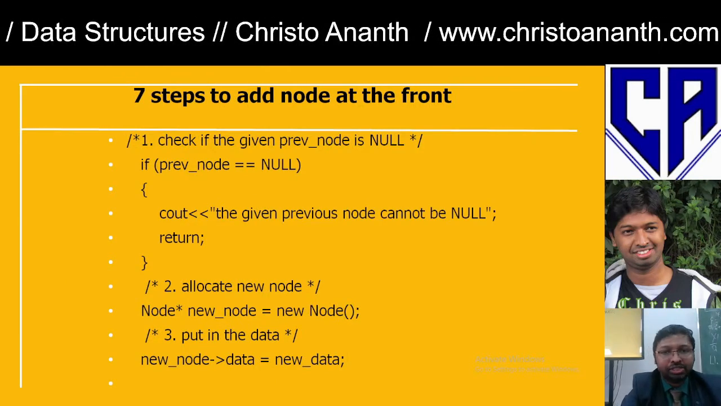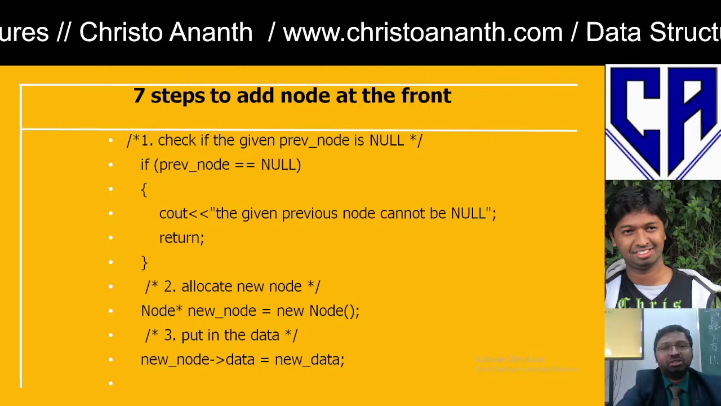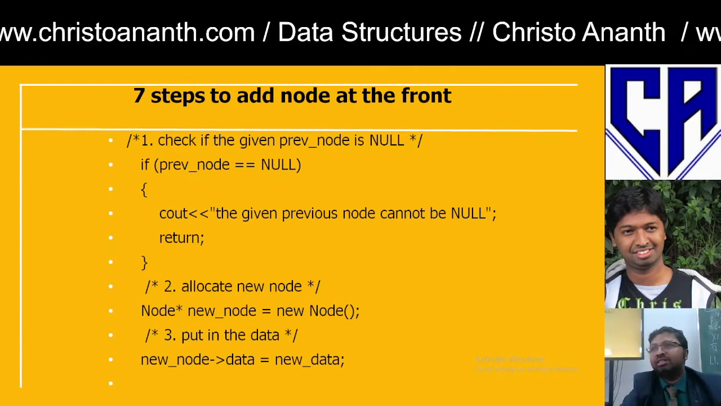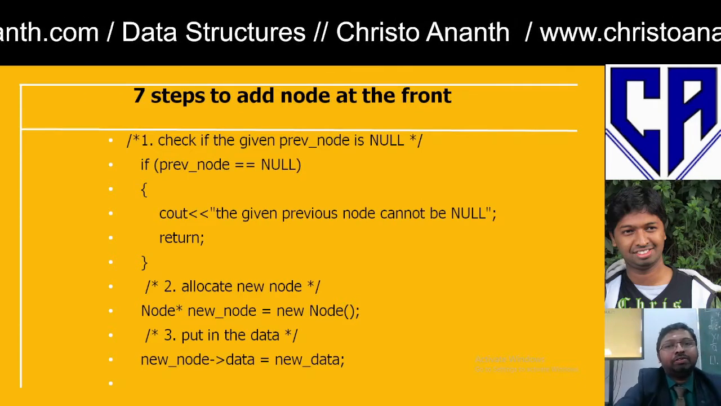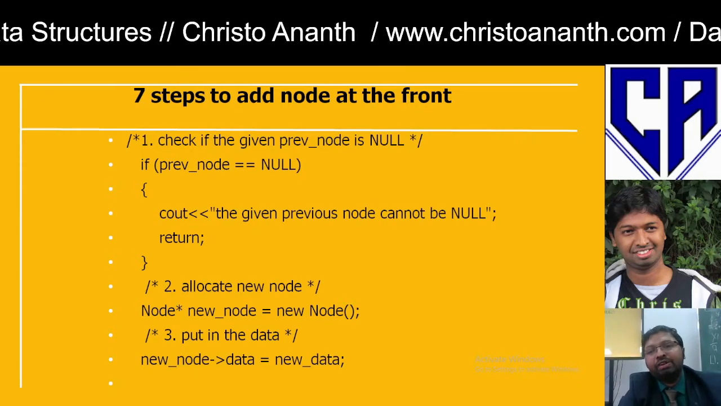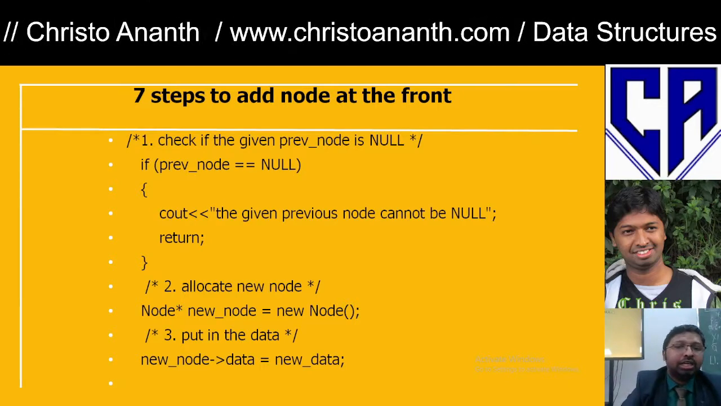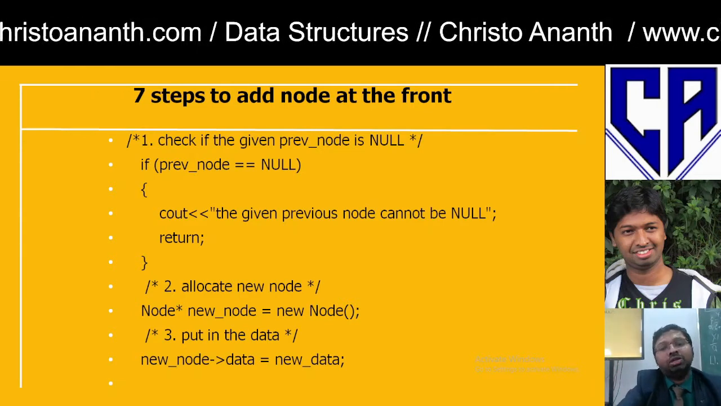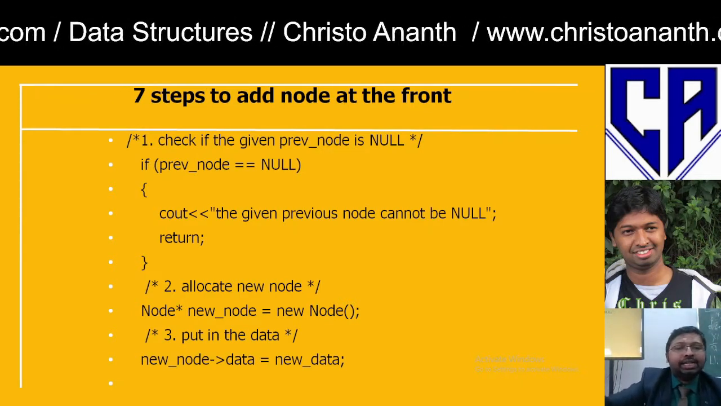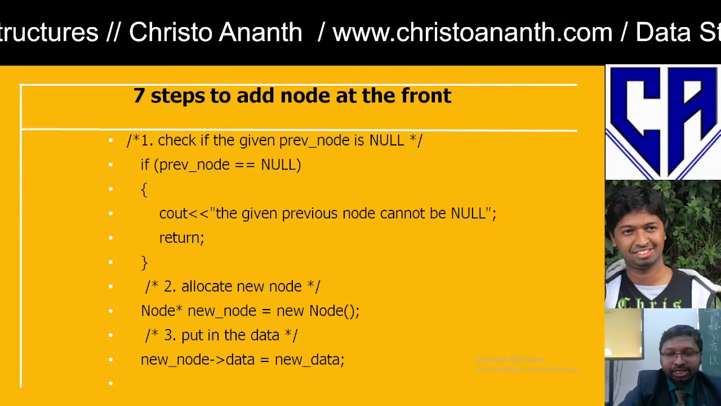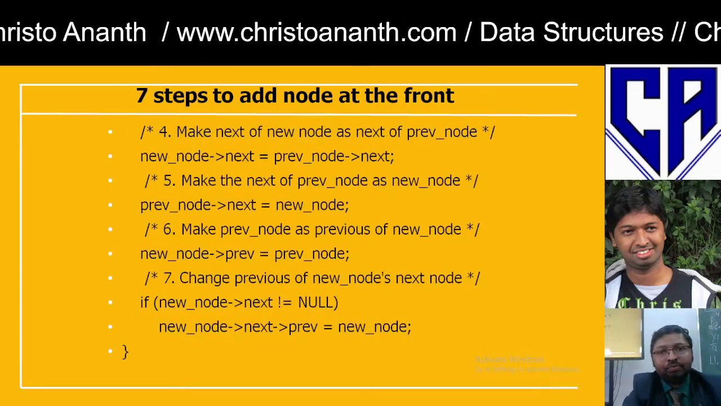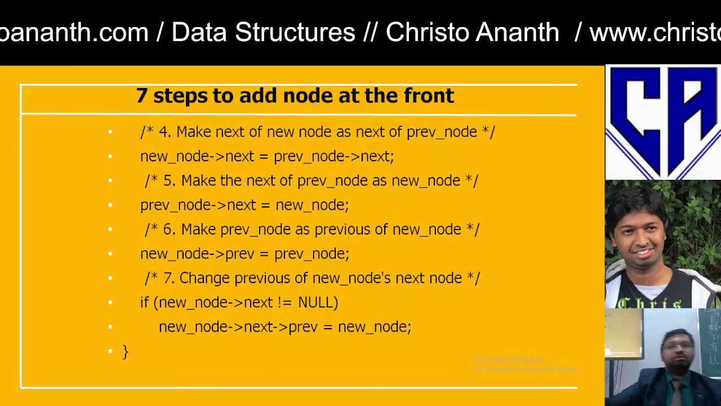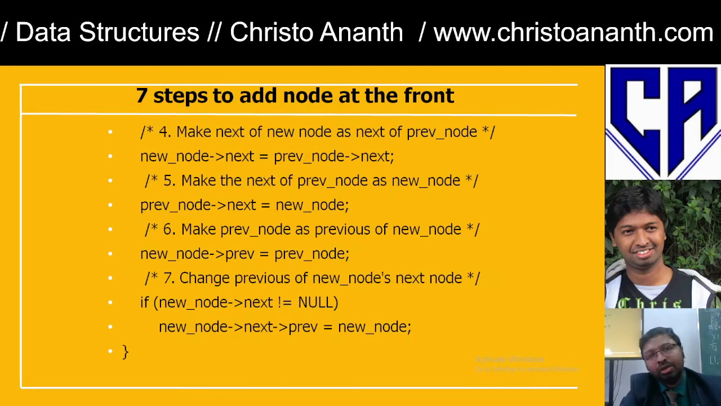So first of all the same process goes, the same steps repeat. Check if the given previous node is equal to null. In the previous case it was the same. So if previous_node is equal to null, print out that the given previous node cannot be null, and return. Next you allocate a new node. So node* new_node, and you add the data, new_node data equal to new_data. And step 4, make the next of the new node as the next of the previous node. So new_node next is equal to previous_node next.